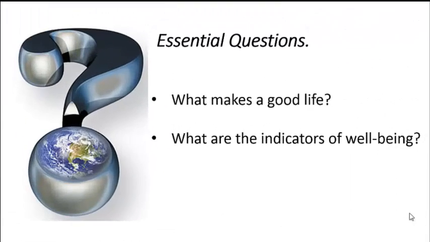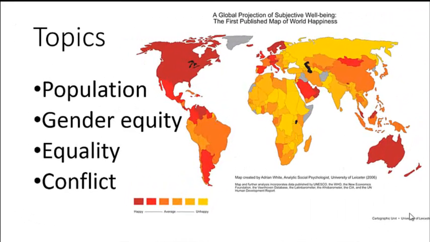So there's some essential questions. I would say that there's just like a theme running through this. So in the back of your mind, the questions that we need to be answering: what makes a good life, and what are the indicators of well-being? So what do you guys actually have to do?